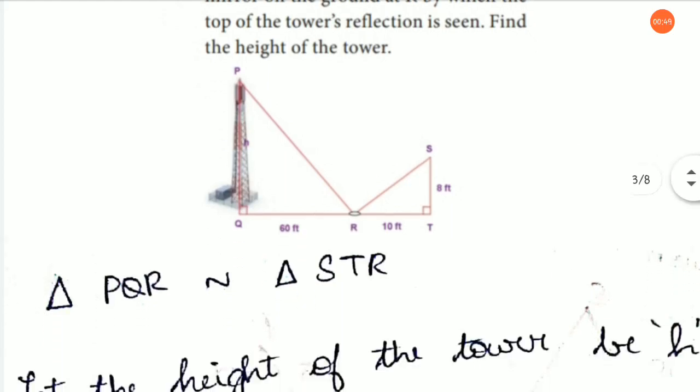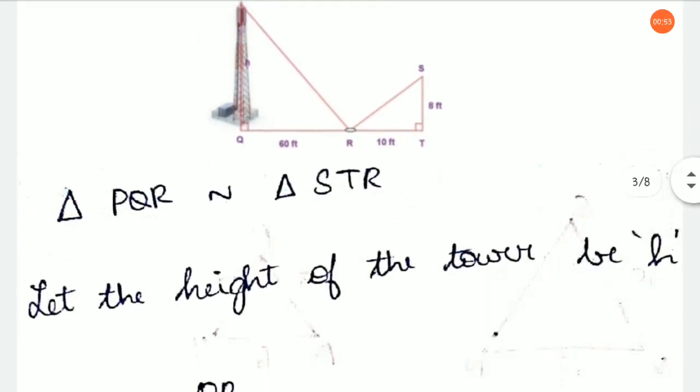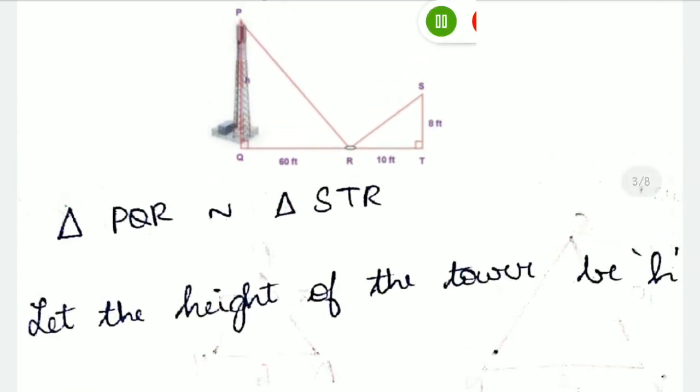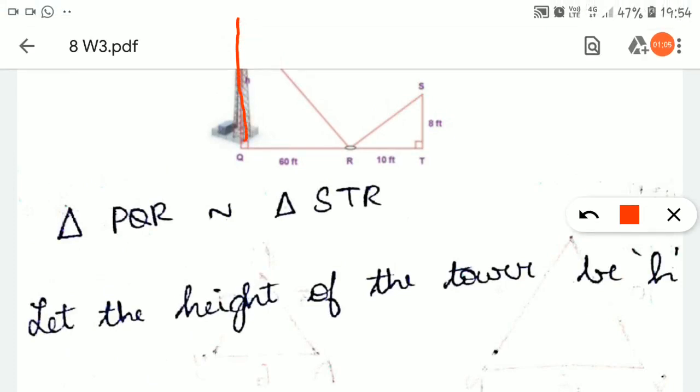Now triangle PQR is similar to triangle STR. Then let the height of the tower be H. Okay? And then I am going to divide the corresponding sides. Now what is the corresponding side of this PQ? The side is ST. Okay? And then what is the corresponding side of QR? It is TR. Okay. Now you are going to substitute the values and find the value of H.